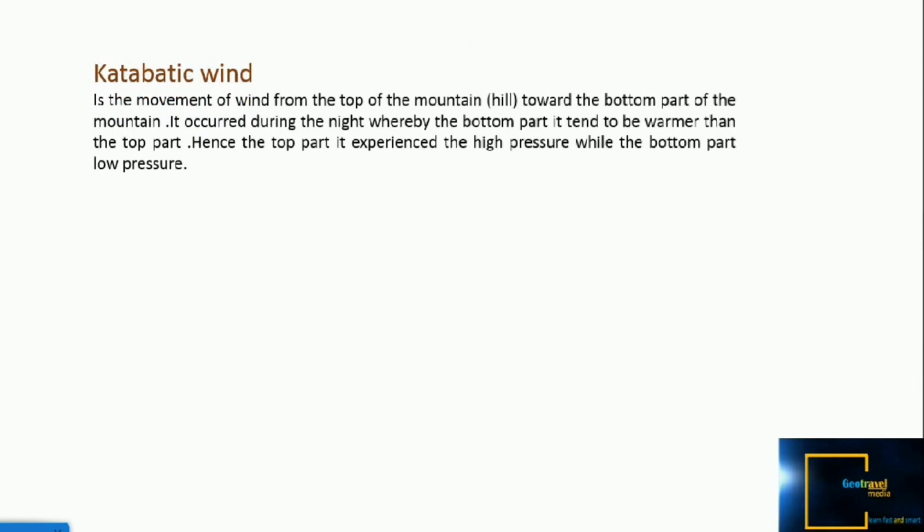The action reverses during the night. Where do we have katabatic wind? During the night, we have katabatic wind, whereby katabatic wind is the movement of wind from the top of the mountain or hill toward the bottom part of the mountain. It occurs during the night, whereby the bottom part tends to be warmer than the top part. Hence, the top part experiences high pressure, while the bottom part experiences low pressure.